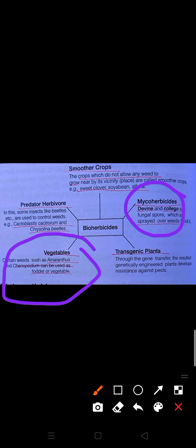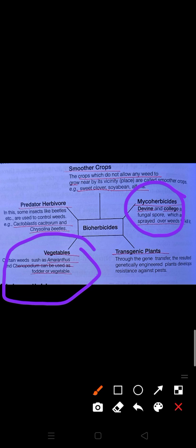Some spores, as I told you, the mycoherbicides Devine and Collego. They are different types of fungal spores, and if you spread these fungal spores over weeds, they destroy the unwanted weeds from fields. Please note down Devine and Collego: these two are the easier commercial ways to control weeds in India. Smother crops also, please note down: alfalfa, soybean, sweet clover. Just take a screenshot of it and you can make a note from it.